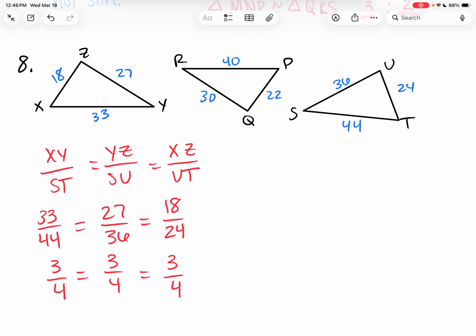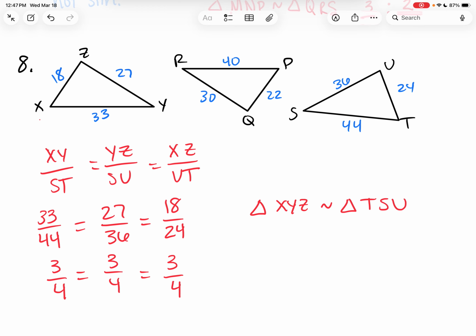And so somebody tell me how to write the similarity statement. Triangle XYZ is similar to triangle STU. Let's see, XYZ. So this is the longest side to the middle side, longest side to the middle side, TSU. Yep. So that's the similarity statement.